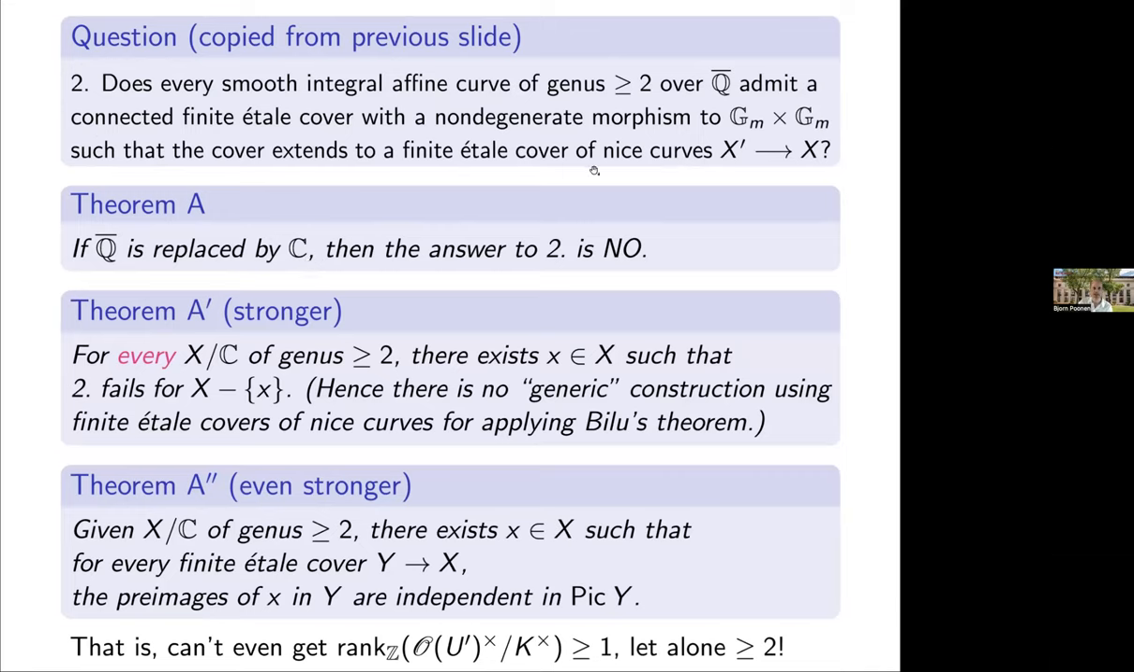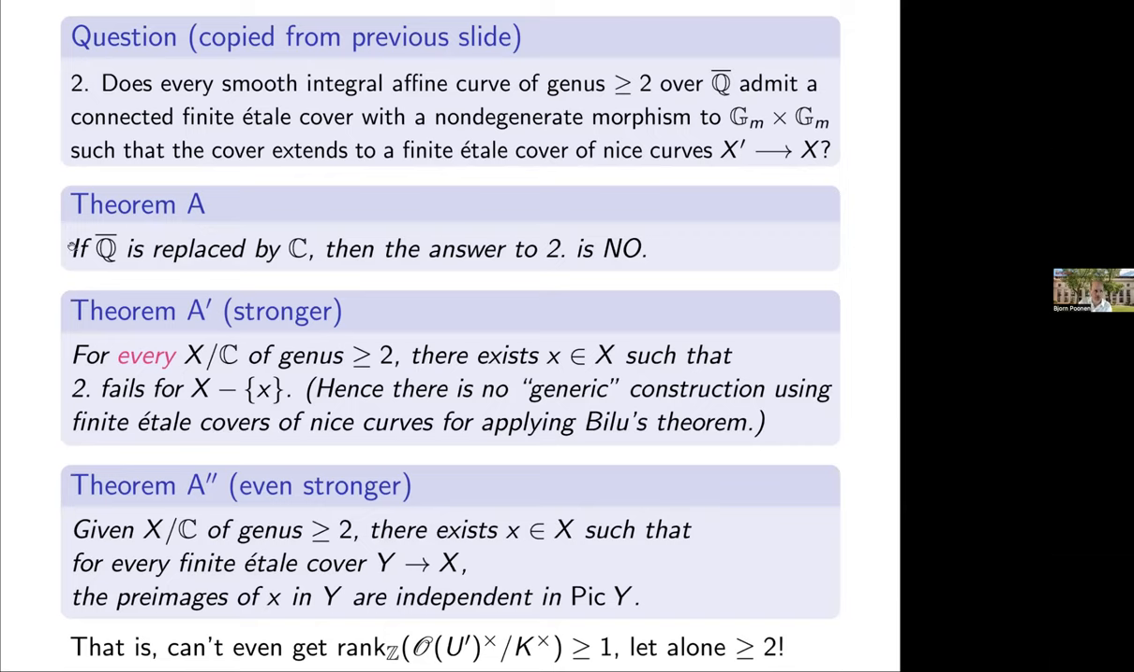So I'm saying that there is an affine curve of genus at least two over the complex numbers, such that no matter what finite étale cover you try to take of it, where the étale cover is coming from a projective étale cover, none of those finite étale covers will have these two independent rational functions on it. You won't be able to find those two things. And so this is maybe one of the main theorems.